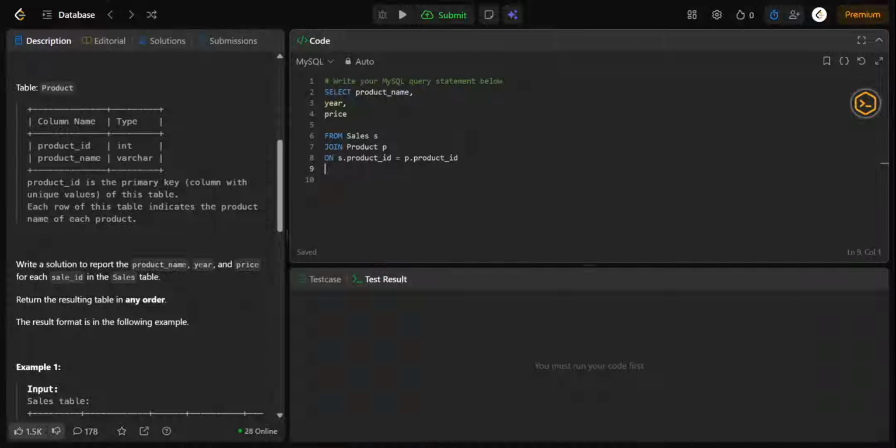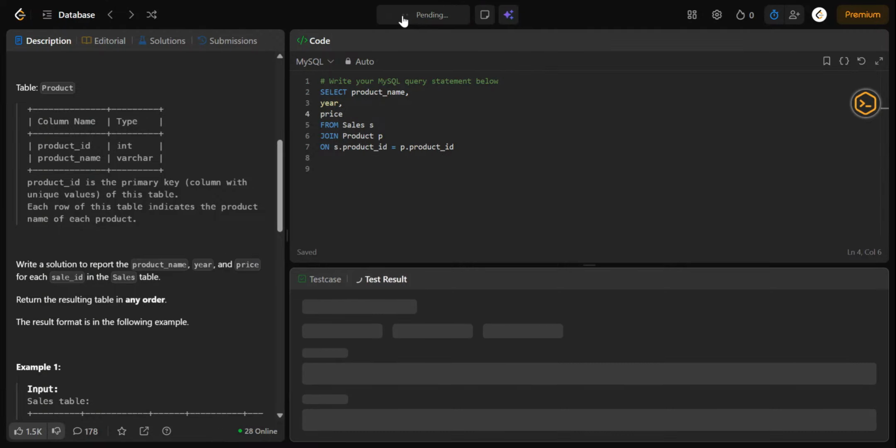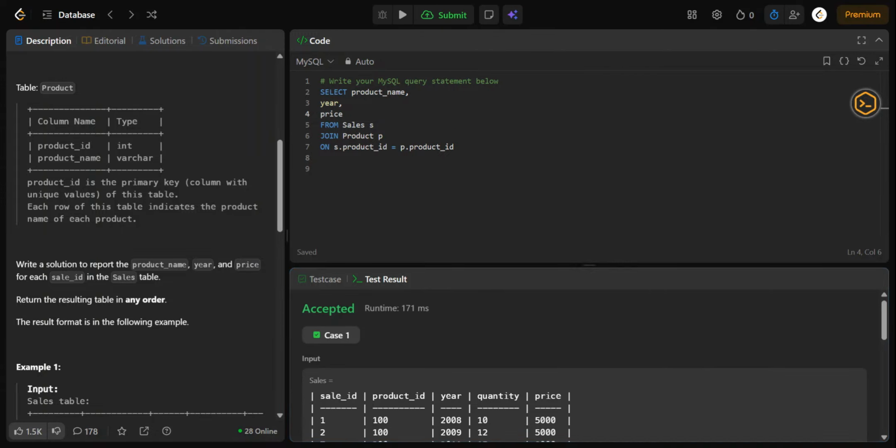Since every sale has a matching product, an inner join is the perfect choice. That's why I have applied the inner join here. Got it? So let's run. Okay, accepted. Now let's discuss the time complexity. The time complexity is approximately O(n), depending on the indexing. This is the optimal solution and exactly what interviewers expect.